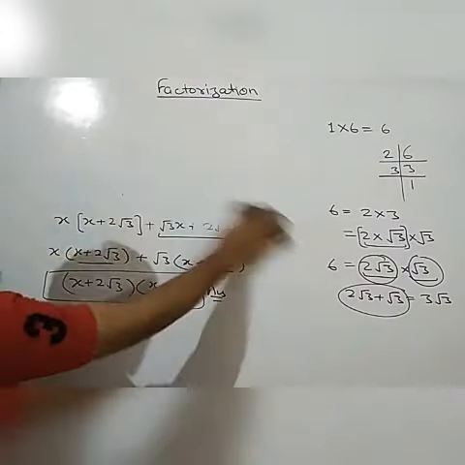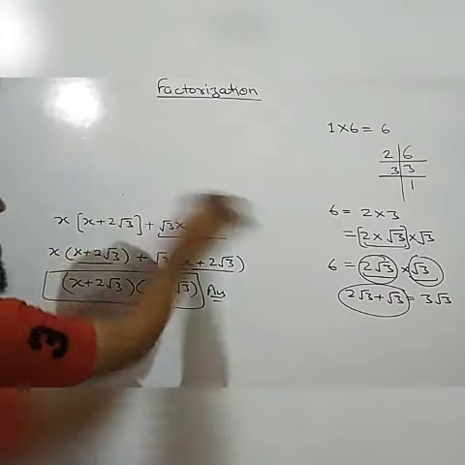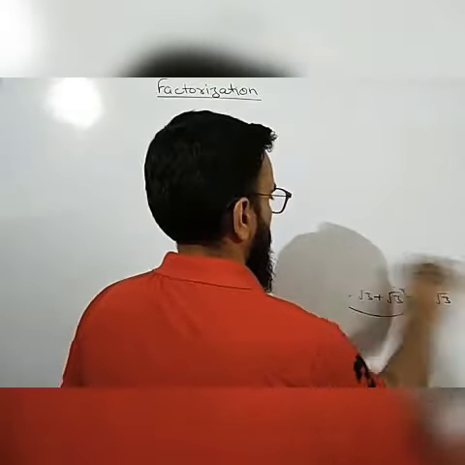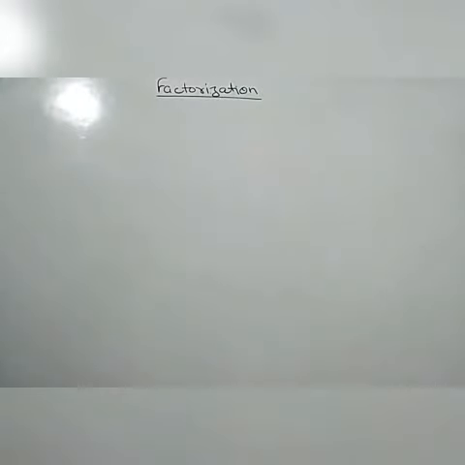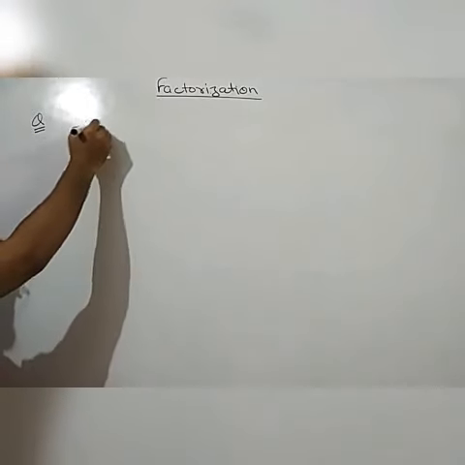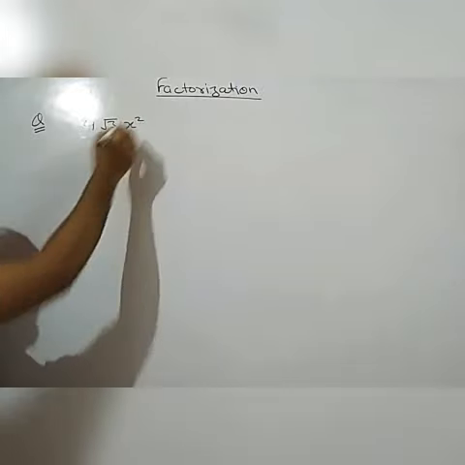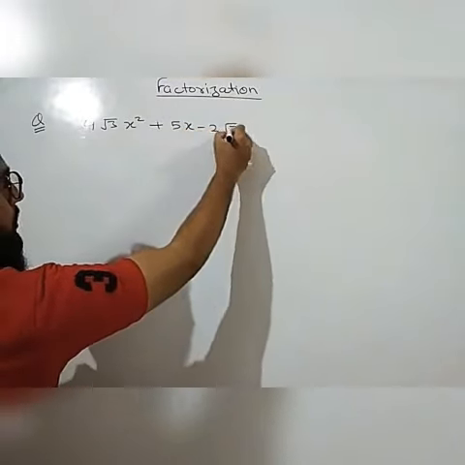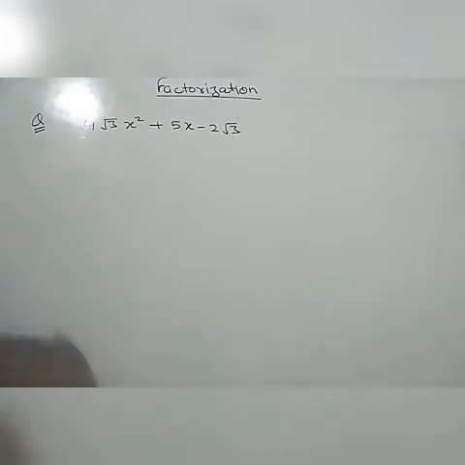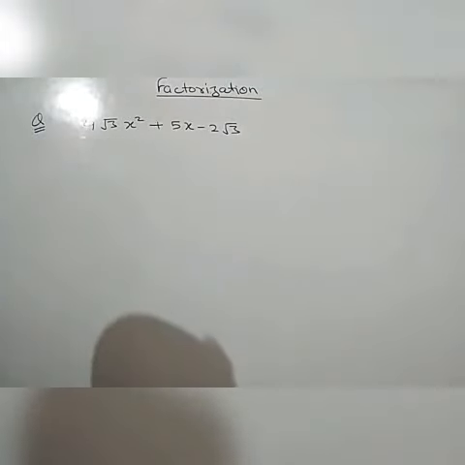Coming to the second question. Now we are given 4 root 3 x square plus 5x minus 2 root 3. Okay, now we have to factorize this quadratic expression.